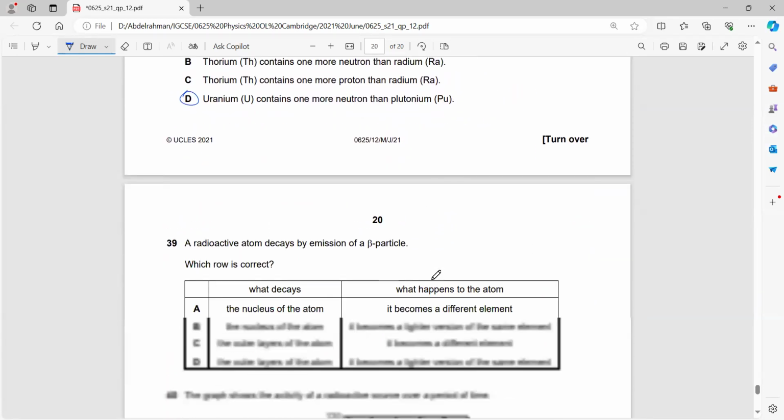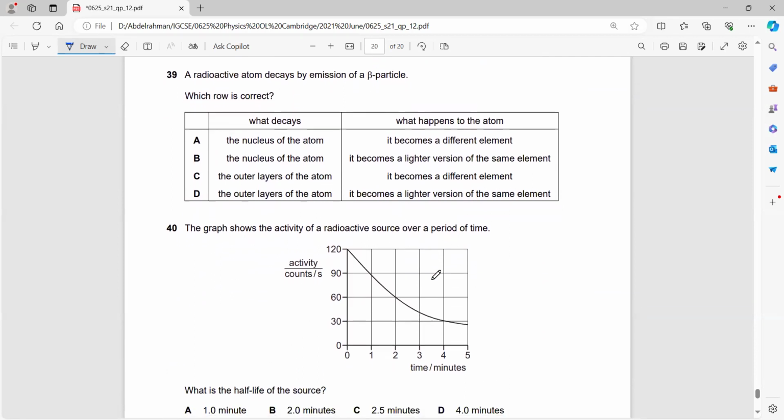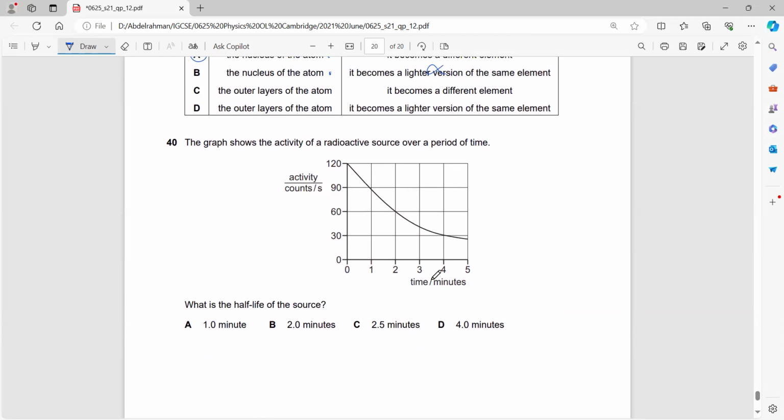A radioactive atom decays by emission of a beta particle. Which row is correct? When an atom gives off a beta particle, what decays? The nucleus of the atom. The nucleus of an atom changes. It becomes a different element. Whenever you produce a beta particle, the element itself changes.